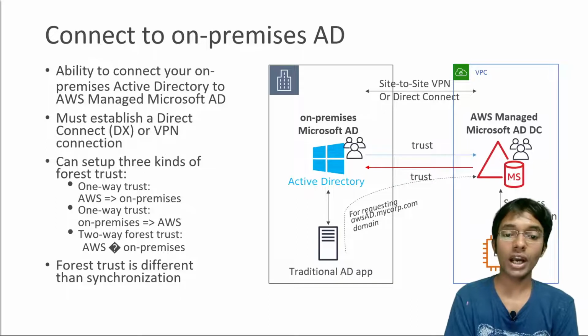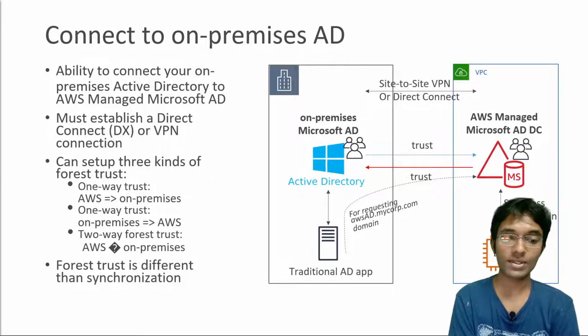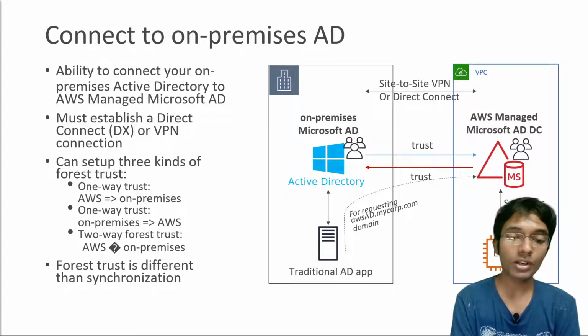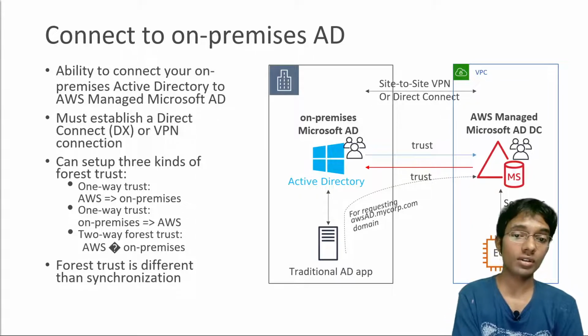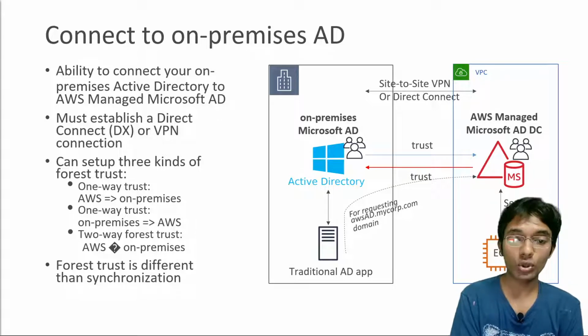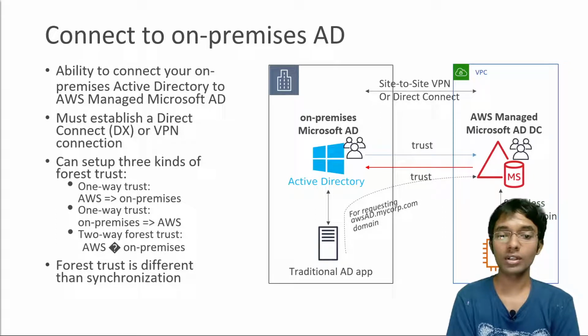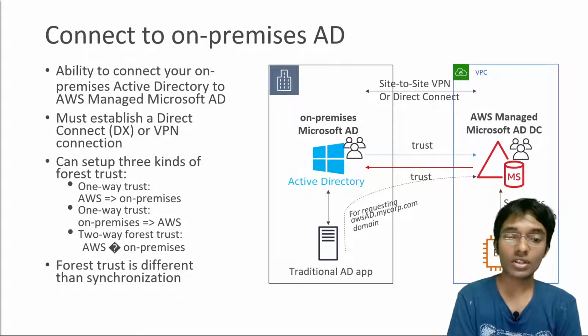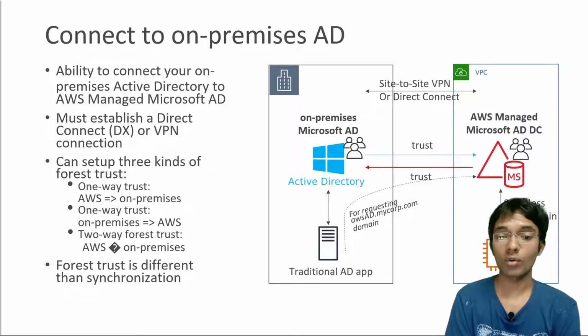And so you can set up three kinds of forest trust. The first one is one-way, where AWS trusts on-premise, and the second one is the other one-way, where on-premise trusts AWS, and finally you have something called a two-way forest trust, where they both trust each other, so that you can access one from the other and vice versa. So let's have a look. We have trust this way and trust that way. So that means that we have a two-way forest trust.